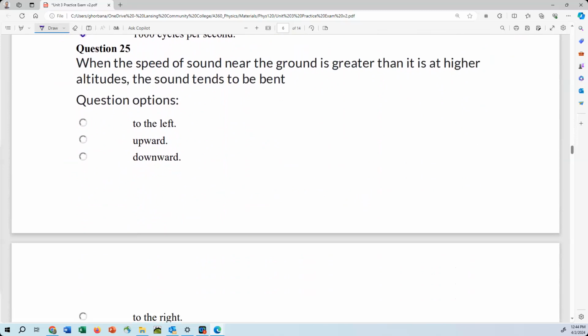So what is the 25? When the speed of sound near the ground is greater than it is at higher altitude, the sound tends to be bent. Yes? But when it's bent, does it bend upward or downward? The speed of sound near the ground is greater than at higher altitude, so it's bent upward.